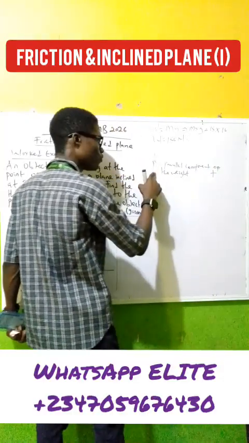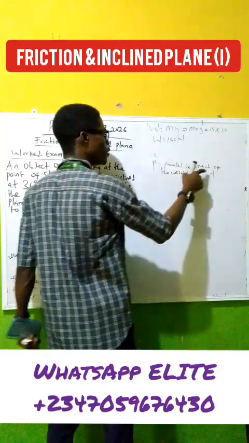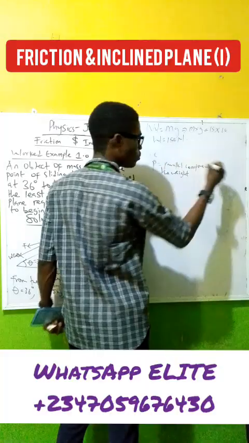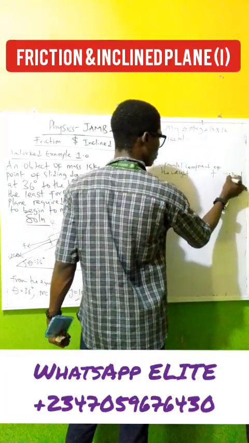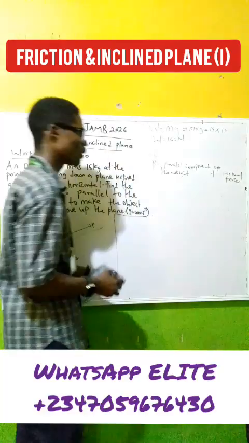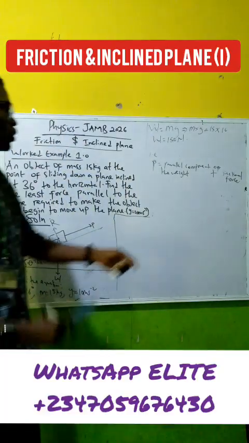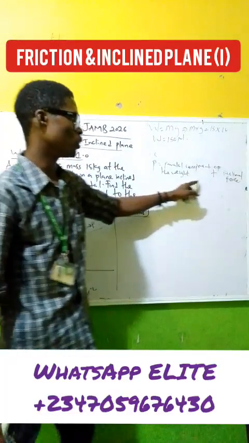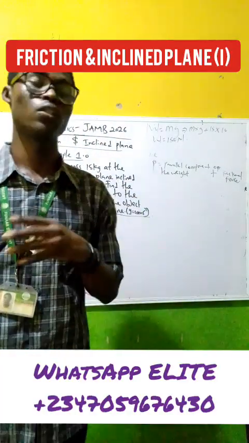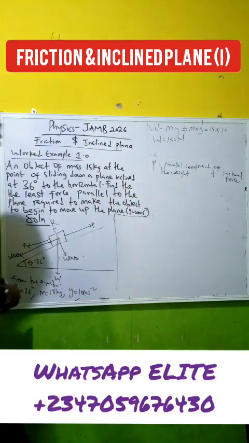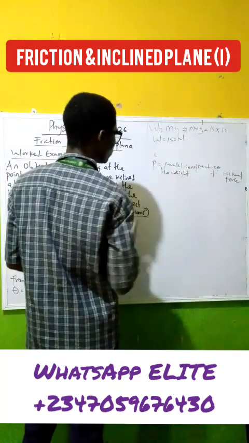That is, the pulling force is equal to the sum of the parallel component of the weight plus the frictional force. That is, the pulling force is equal to the parallel component of the weight plus frictional force. Because it is very clear that in this question, we have to calculate the pulling force. So, what is the equation for the parallel component of the weight?